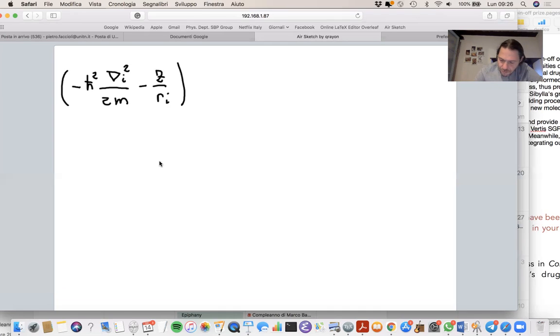I'm setting, for simplicity, e to 1. I should use the X, I was using the X label here. Let me first write, and then I will comment on this.